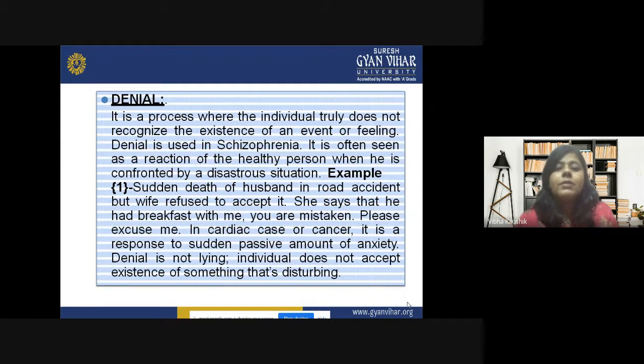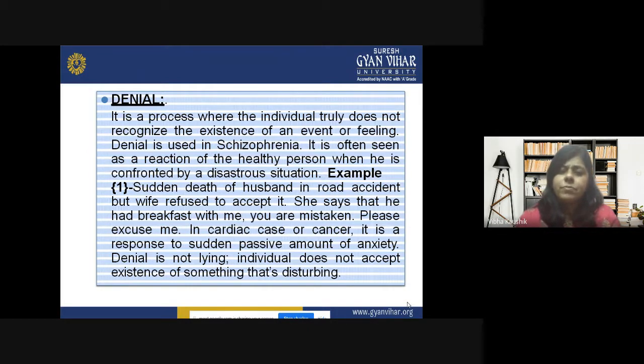Denial. It is a process where the individual truly does not recognize the existence of an event or feeling. Denial is used in schizophrenia, and this defense mechanism is seen there. It is often seen as a reaction of a healthy person when he is confronted by a disastrous situation. Example: sudden death of a husband in a road accident, but the wife refuses to accept it.